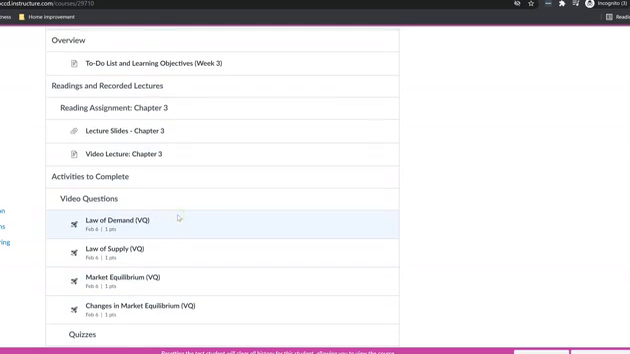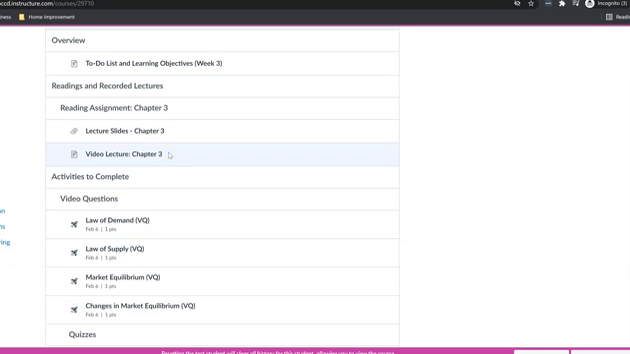Now, I would say 7 to 8 of the 10 questions are very straightforward. What do I mean by very straightforward? I mean that the information you need to find the answer to these questions is either in the textbook, the video lecture, or one of the video questions. You could find that answer directly.